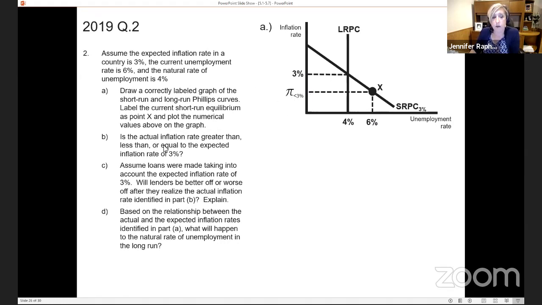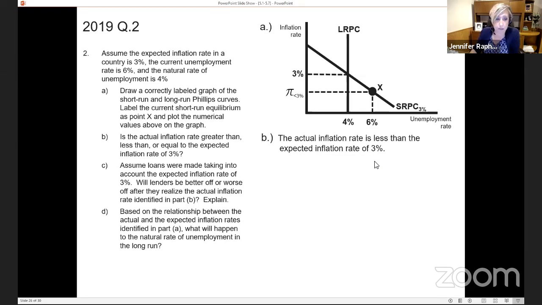next question. B asks, is the actual inflation rate greater than, less than, or equal to the expected rate of 3%? Once we've put this 3% here, do you see how easy this makes it? So we can say the actual inflation rate is less than the expected inflation rate of 3% in our short run recessionary gap.